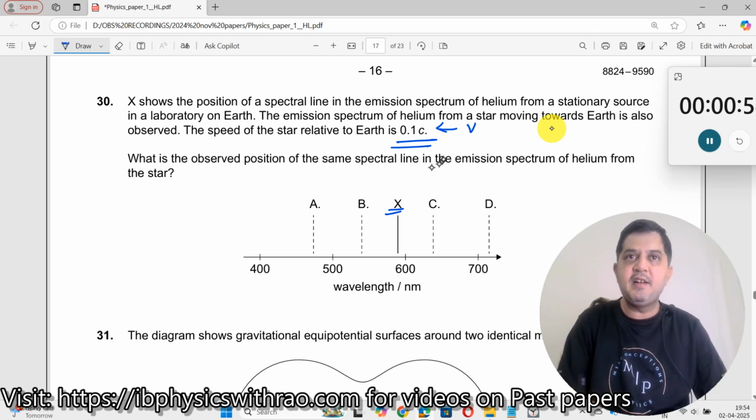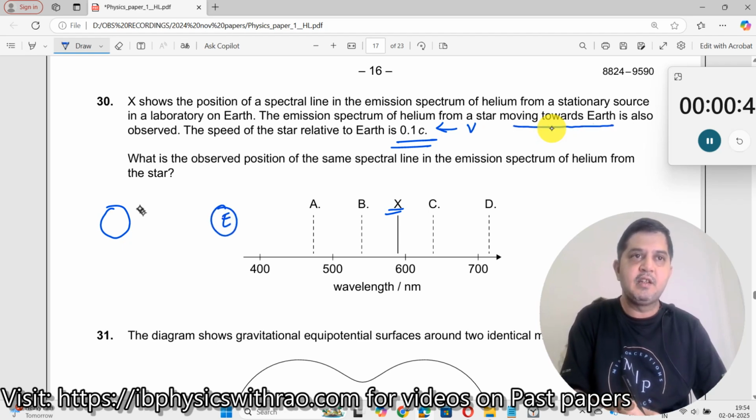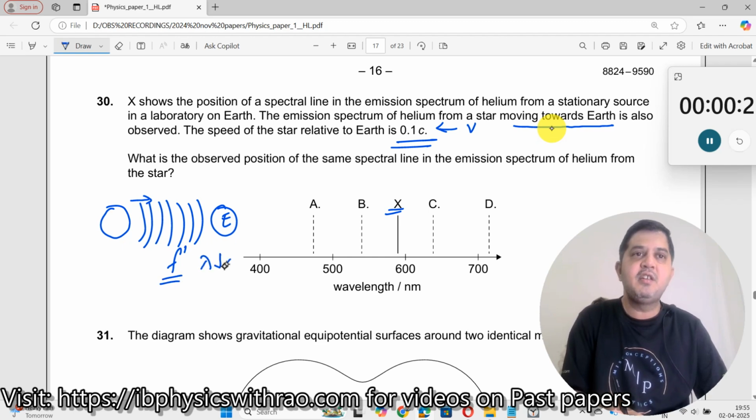Now what's happening here? This is nothing but the Doppler effect. You have a star, and you observe the star is moving towards the Earth. This is the Earth, and something is moving nearby to it. What will happen? The frequency will increase over here. When the frequency increases, it will not be equal to f, but it will be f dash. When frequency increases, the wavelength should decrease.